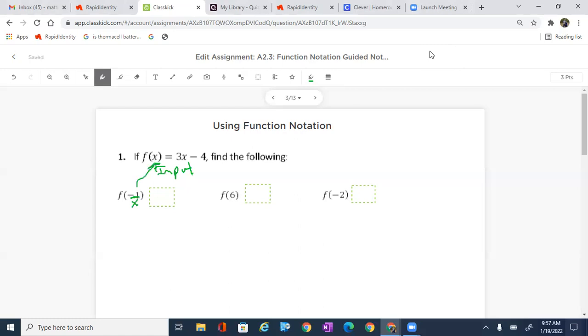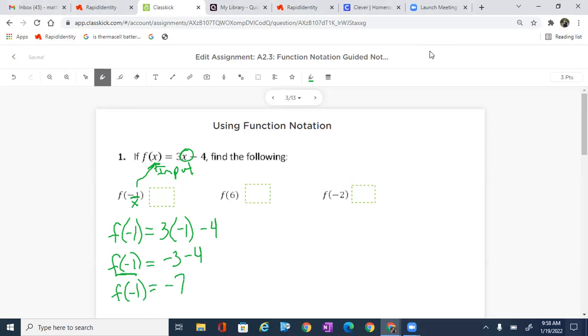So when we do this, for f of -1, in any place we see an x, we're going to put that -1 value. So I'm going to put 3 times -1 minus 4. Because this is just saying I want the answer if I put -1 in for x. We're going to do 3 times -1, which is -3, minus 4, which then we can go ahead and simplify. f of -1 equals -3 minus 4, which is -7.